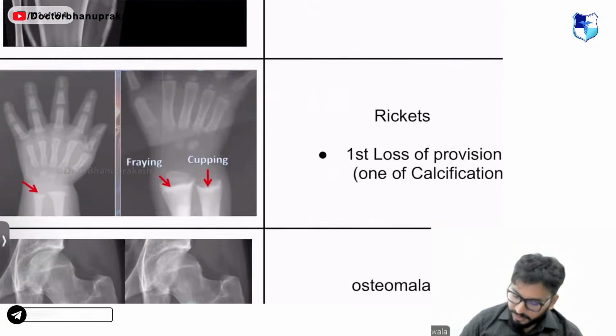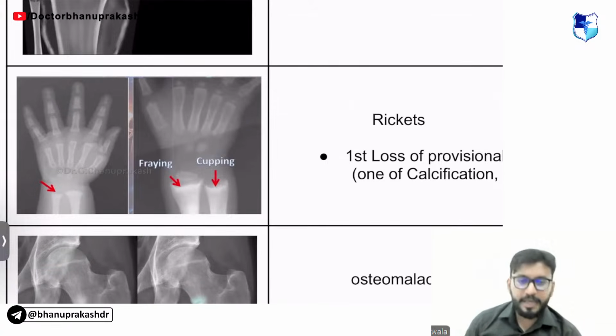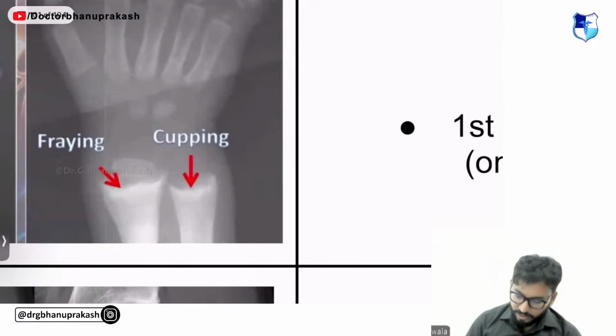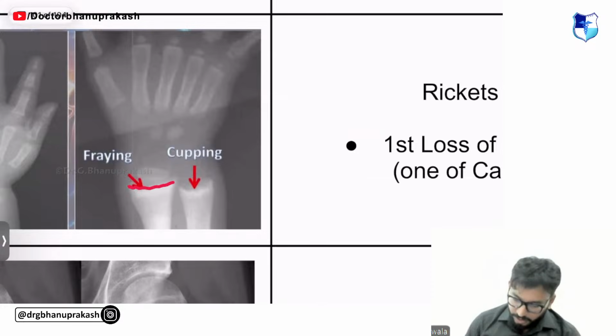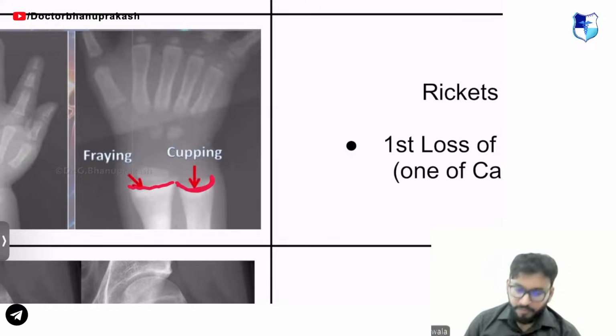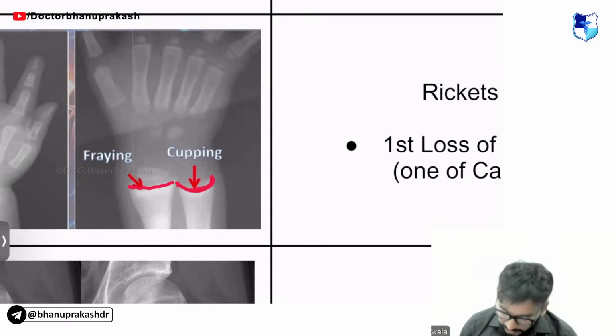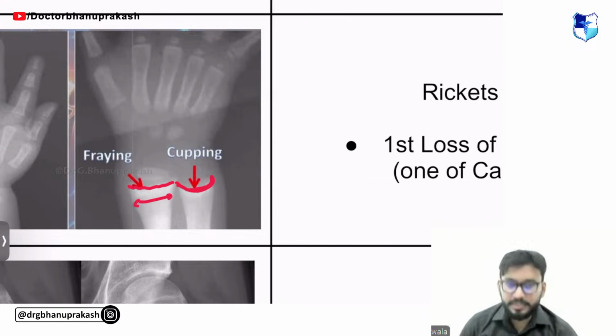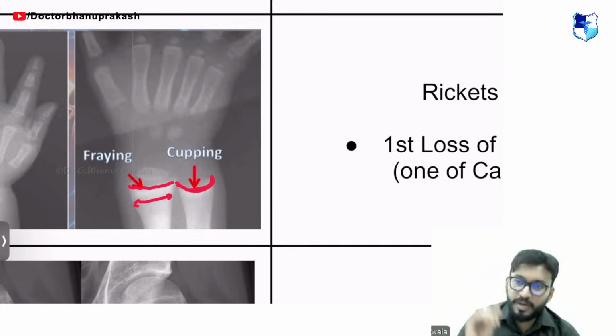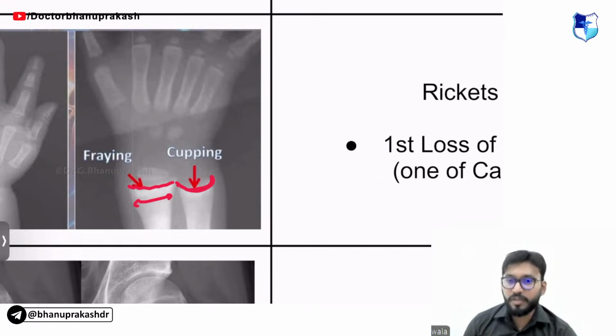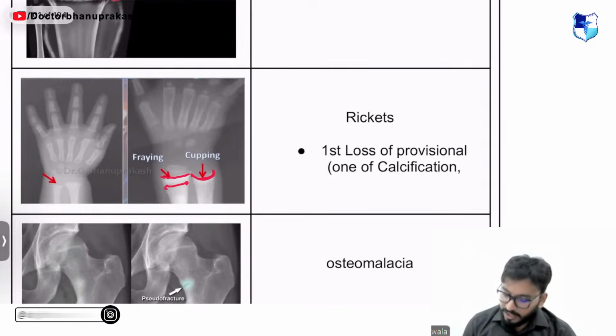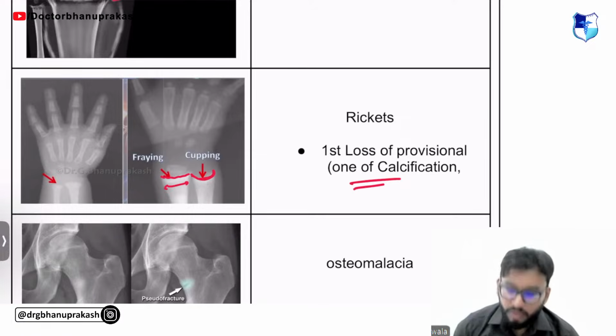In rickets, you get the fraying, cupping, and splaying sign. The classical. Can you see the fraying of the border and there's cupping? Fraying, cupping, and splaying. What is splaying? Look at the ends. It is widened. Why? Because there is no mineralization, no deposits, because vitamin D is not there. This is seen in rickets. First sign of rickets is loss of provisional zone of calcification.